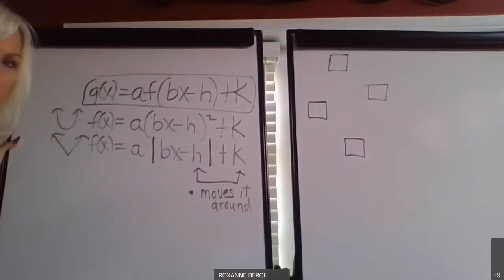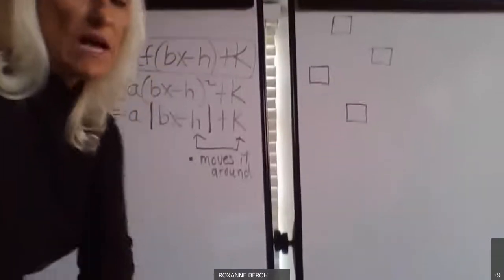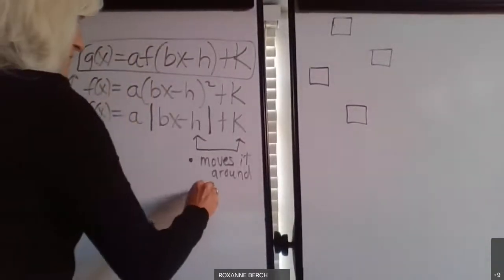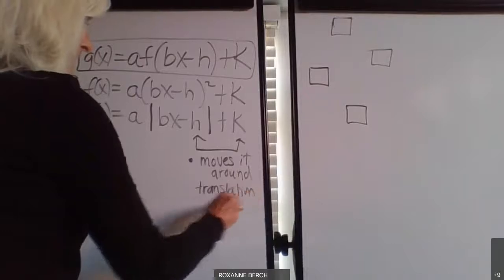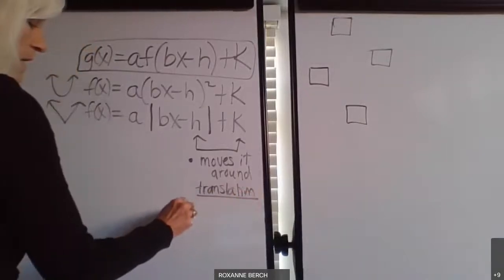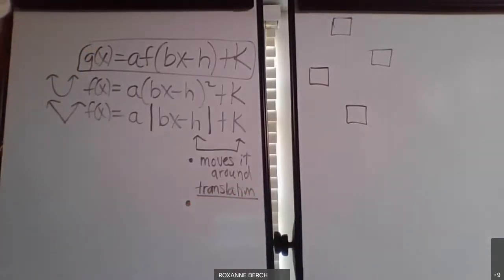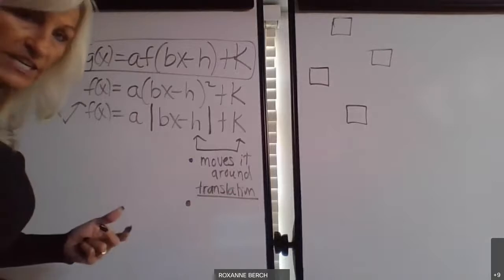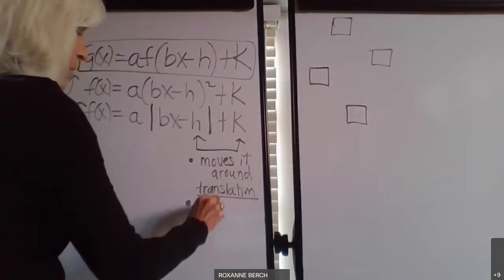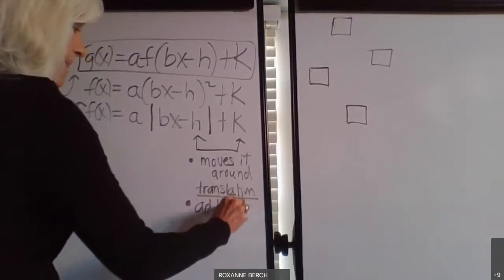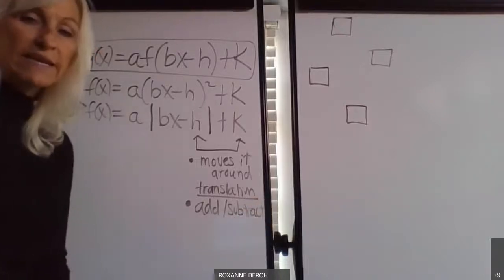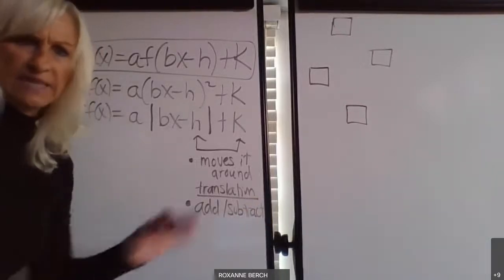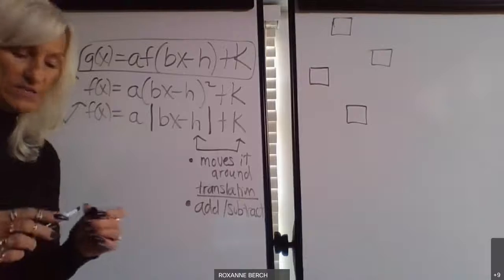And this moving it around is called a translation. And when you're doing a translation, you add or subtract. So in other words, adding and subtracting doesn't change the graph. It just moves it left and right, up and down. That's all it does.